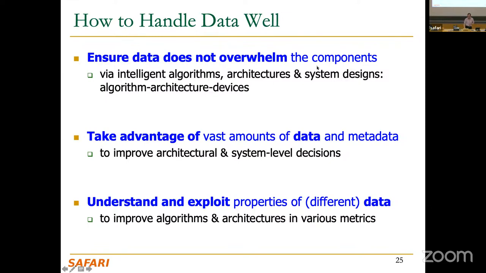Ensure data doesn't overwhelm the components by moving the data all around. Design intelligent algorithms, architectures, and system designs so that you don't move the data around. You operate on data with as little data movement and as little computation as possible, right? Basically, be very frugal. Today, we're kind of spoiled because of the computational power that we have in our systems. We think that it comes for free, but it doesn't come for free, right? It's expensive in terms of energy.